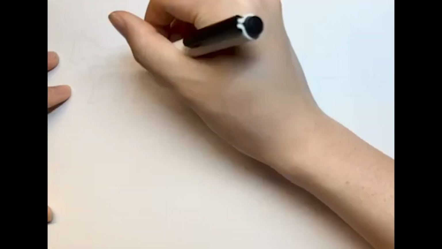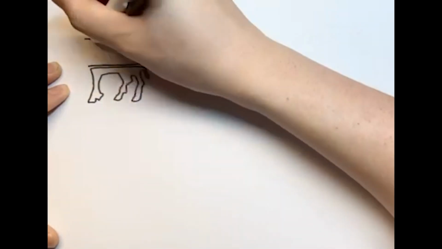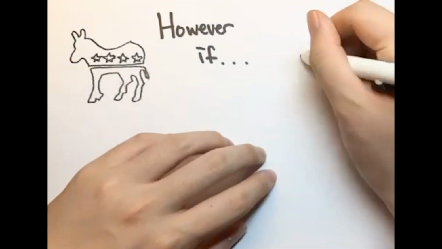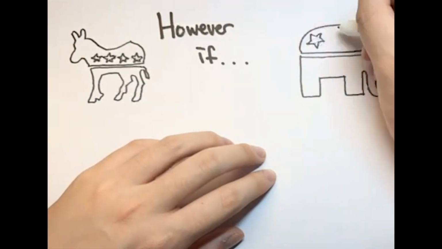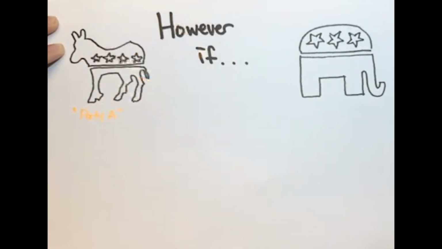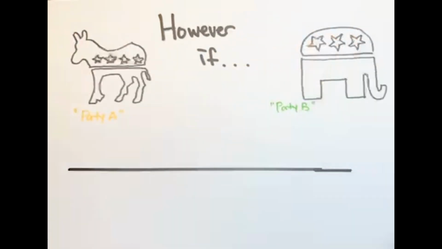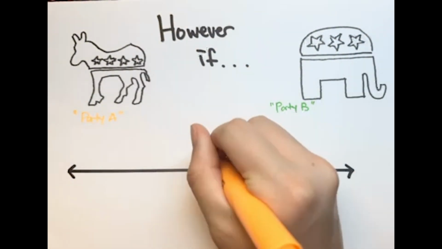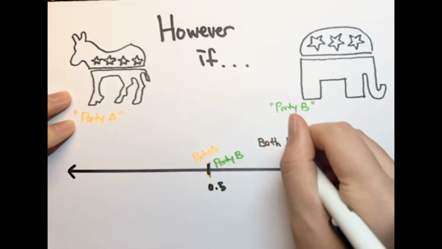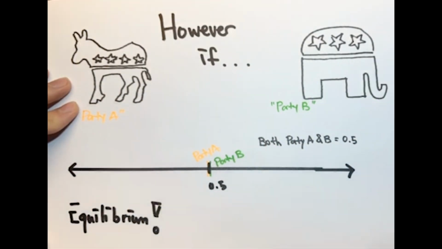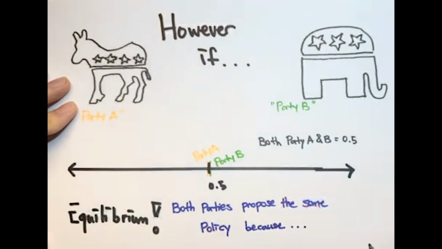Now, based on the previous results, both parties now know that they need to move closer to the middle than the other party in order to win. The result is that both parties now position themselves at 0.5 or the median. Thus, both parties end up at an equilibrium, where they propose the same policies. Neither party wants to deviate from this position because doing so would result in their loss, as was the case for Goldwater in the 1964 presidential election.